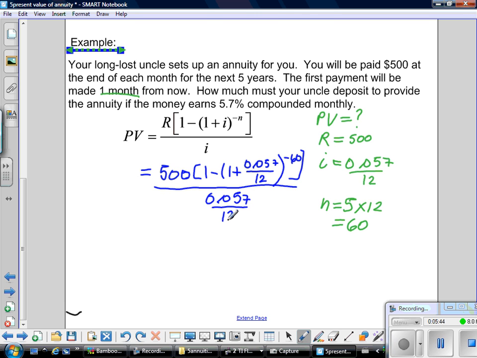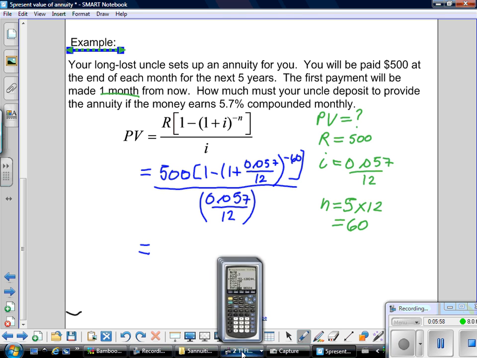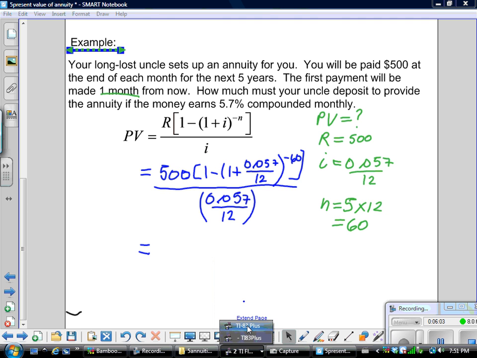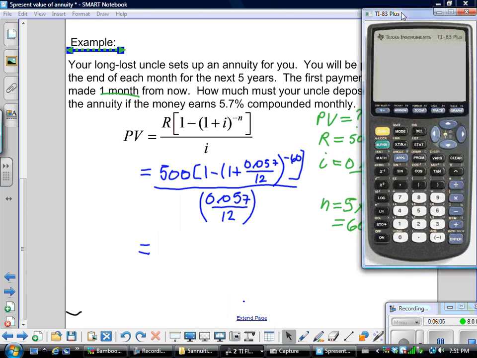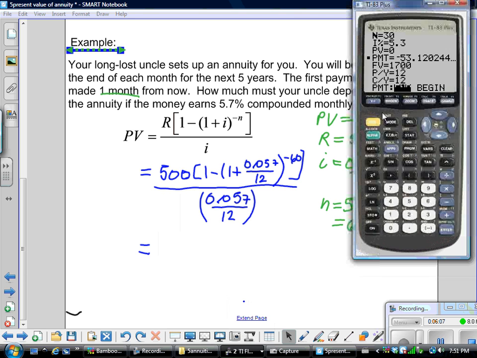Now what I'm going to do is put a bracket around this so the calculator understands that this has to be divided first before I divide the top part by it. So I am going to bring up my graphing calculator just so we can actually do this. Mine was on the financial mode, so I'm going to get out of it.